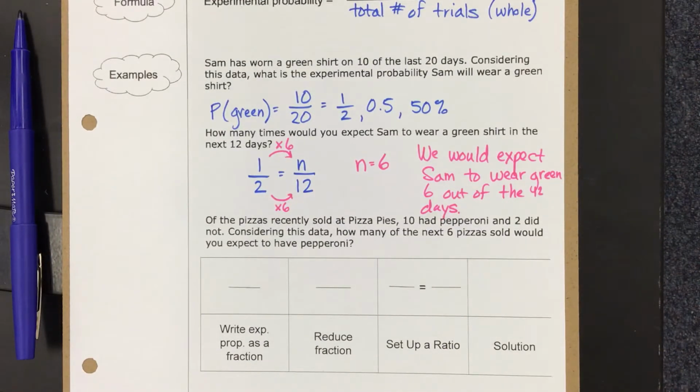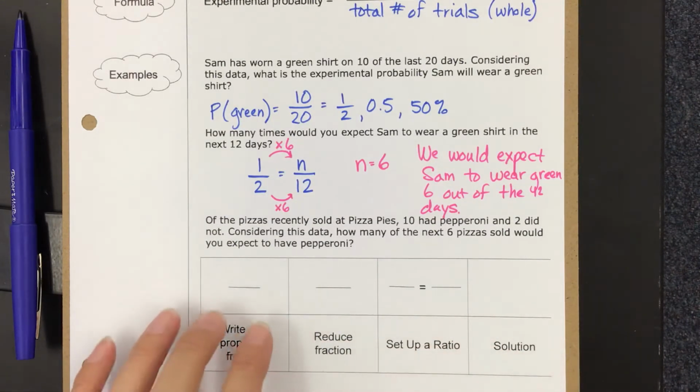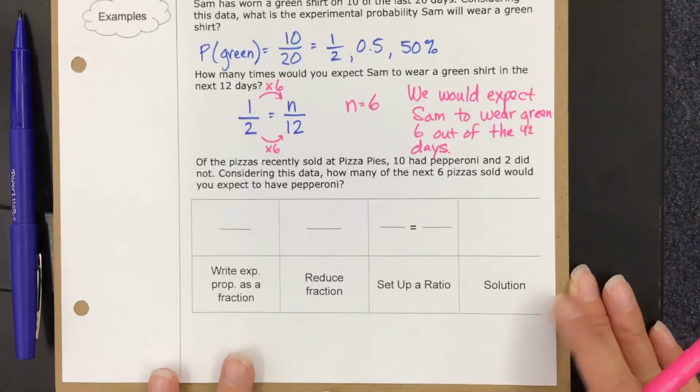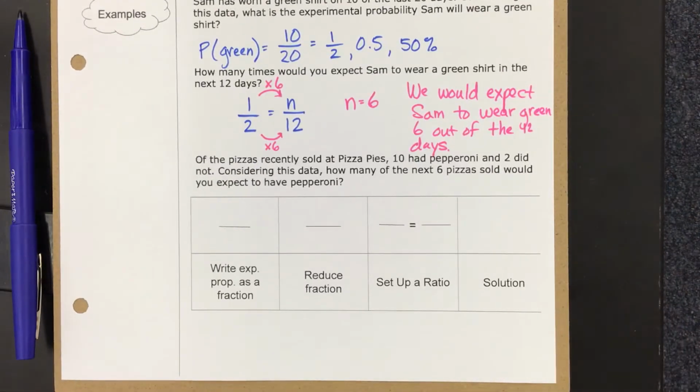All right. So this is what I would call a graphic organizer. It helps us kind of organize our information. Okay? So let's answer another question and use this. So it says, of the pizzas recently sold at Pizza Pies, 10 had pepperoni and 2 did not. Considering this data, how many of the next 6 pizzas sold would you expect to have pepperoni?